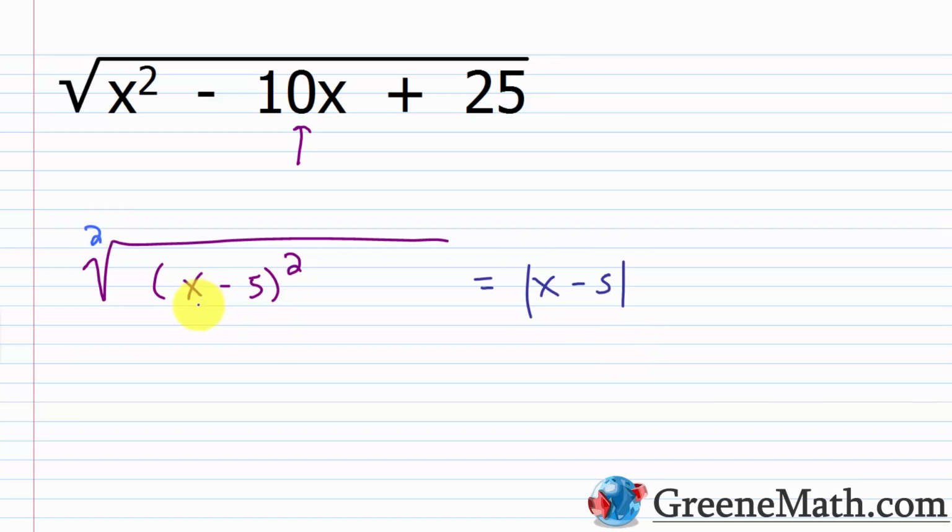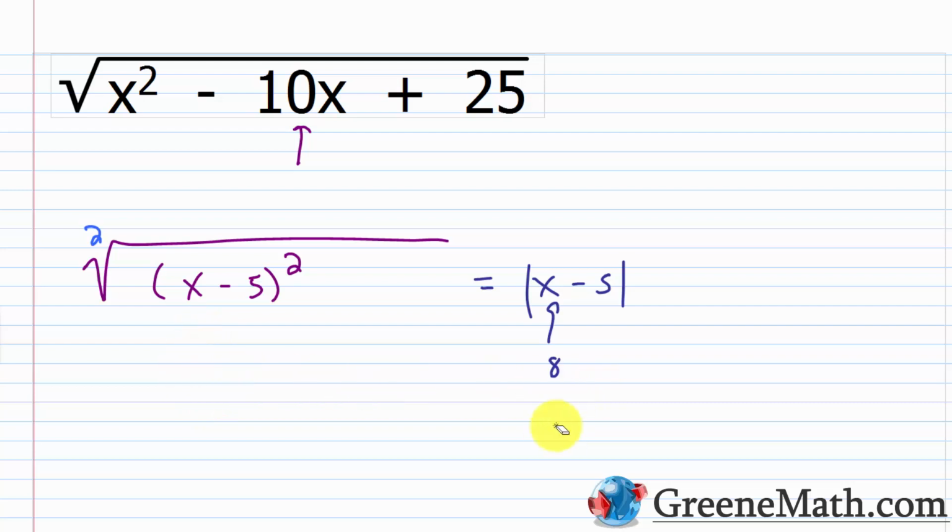If x represented a value that gave me a positive inside the parentheses, let's say x was 8 as an example, so I could plug in an 8 there. 8 minus 5 is 3. Absolute value of 3 is 3. So I know I would get 3 as an answer. So plugging in an 8 there, 8 minus 5 is 3. 3 squared is 9. The square root of 9 is 3. So I'm good to go.